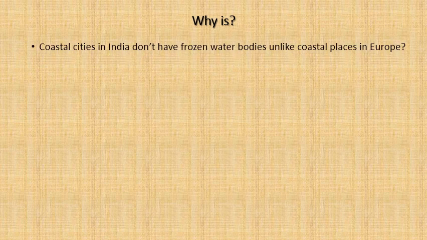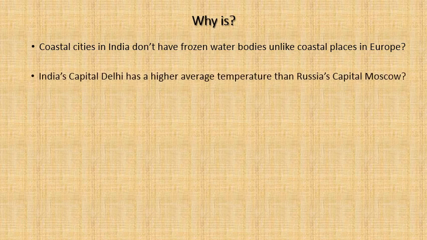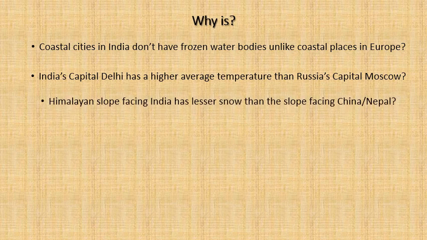Question number one: coastal cities in India don't have frozen water bodies like coastal places in Europe. So if you take a coastal place in Europe like Finland or Iceland, all along the coast you will have frozen water bodies. But in India there are no frozen water bodies along the coast. Number two, India's capital Delhi has a higher average temperature than Russia's capital Moscow. Both are in Asia, but still India's capital Delhi has a higher average temperature than Russia's capital Moscow. What is the reason?